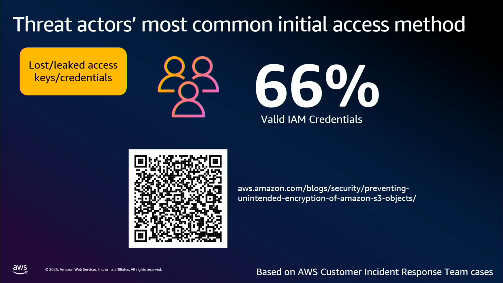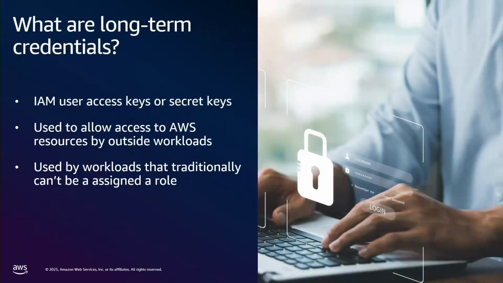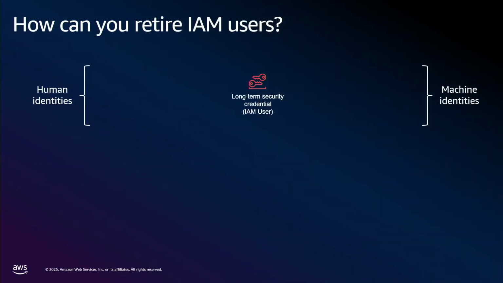So what do these credentials look like? Well, they can take the form of long-term credentials. What are these? So these are essentially access keys and security keys that allow access to AWS resources by outside workloads that can't assume a role. So ideally, we would like to retire these. We would like to do something different.